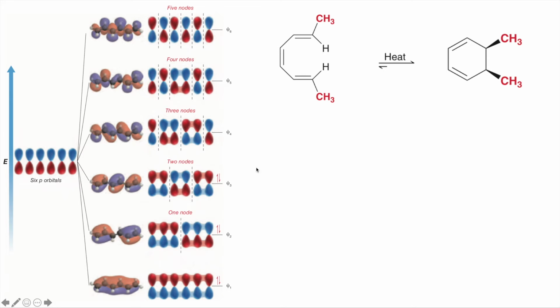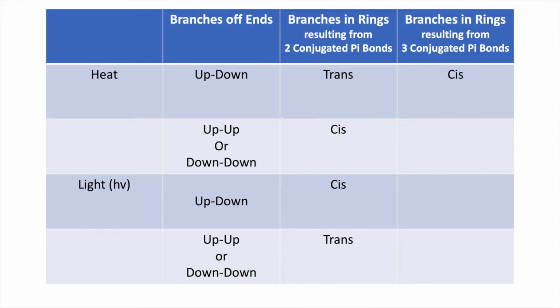So you can see that if you have 3 conjugated pi bonds and the carbon chains coming off of the ends of those are going in opposite directions, then when the bonds rotate to allow for the correct overlap of the ends of the molecular orbital, that will form a ring where those carbon chains are cis. And that's just summarized in this table in word form. So again, if you're using heat and you have 3 conjugated pi bonds and the branches off of the end of the conjugated system are going in opposite directions, you'll end up with the branches as cis on the ring that you form.